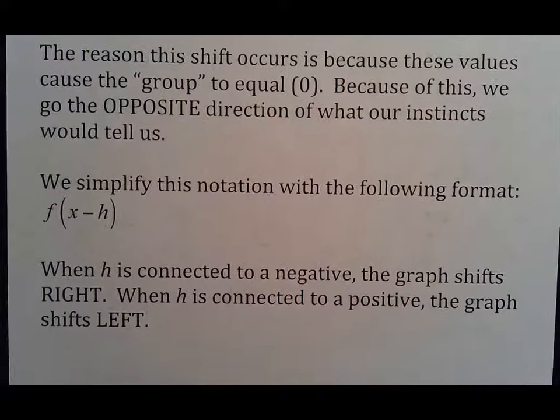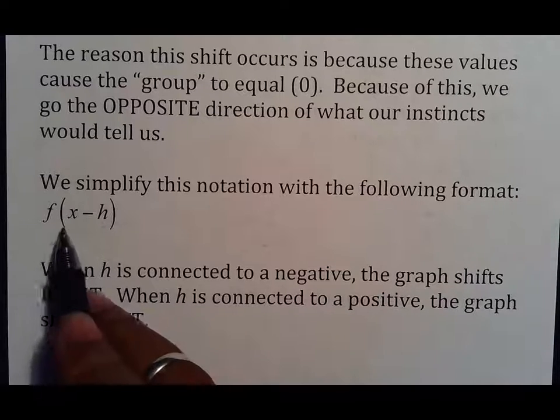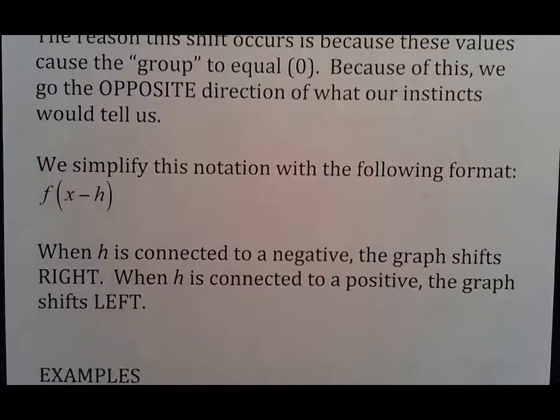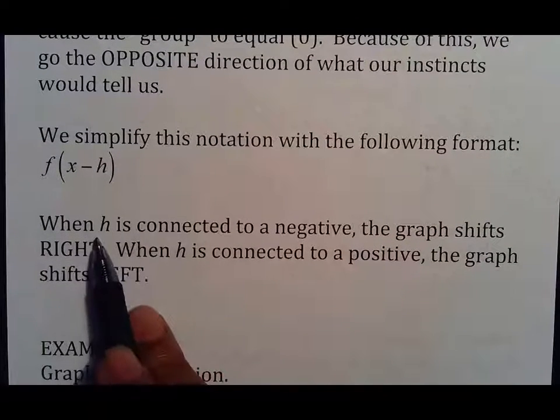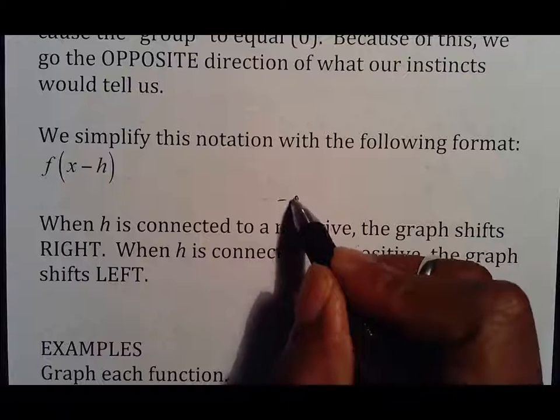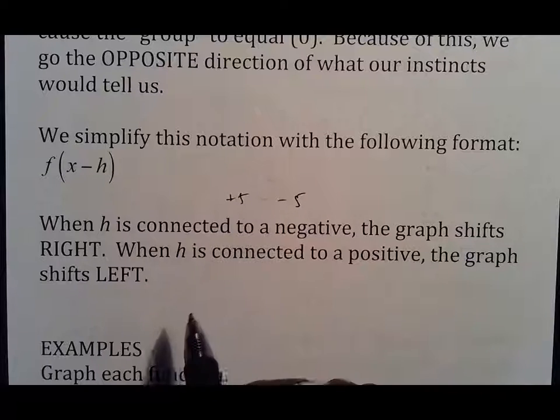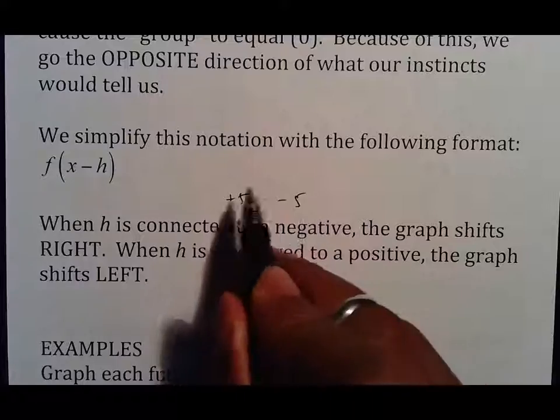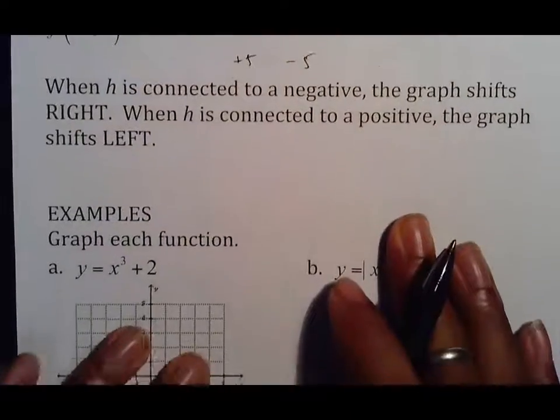The reason these shifts occur is because the values cause the group to equal 0. Because of this, we use the opposite of what our instincts would tell us. So again, the simplified notation would be x minus h in there. So when h is connected to a negative, the graph shifts right, because remember, if it's a negative number here, you're talking about a positive number that makes it 0, which is why it goes right. When h is positive, that means the other number is negative, and there we go.